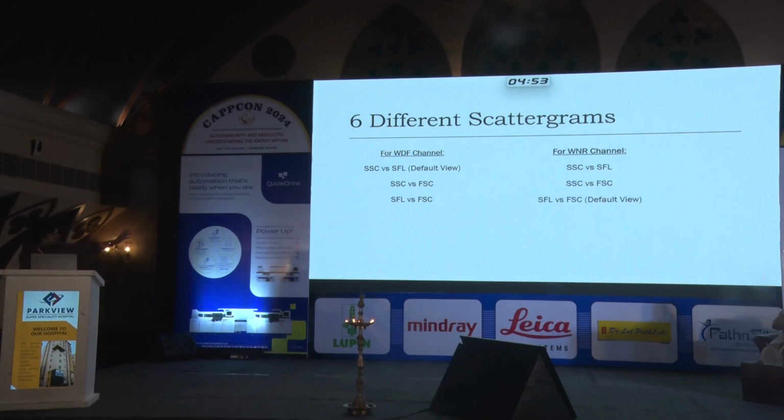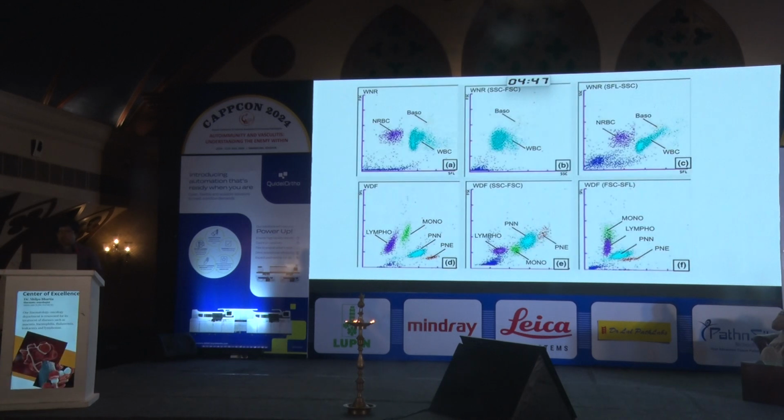And there is the WNR channel scatter plot, that is side fluorescence versus forward scatter. That is in the default view. But there are also 4 more scatter plots that we must see. So these can be customized from their settings, and we'll see why this is important.